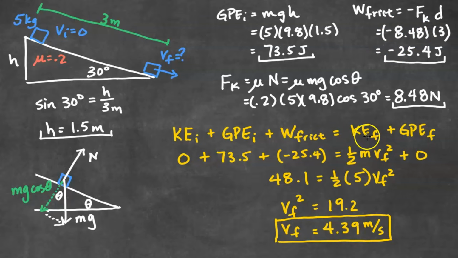The final kinetic energy, we're solving for that, and the gravitational potential energy at the bottom of the ramp is going to be 0. Solving for vf, we get vf squared is equal to 19.2. Square root both sides, and we get that vf is equal to 4.39 meters per second.